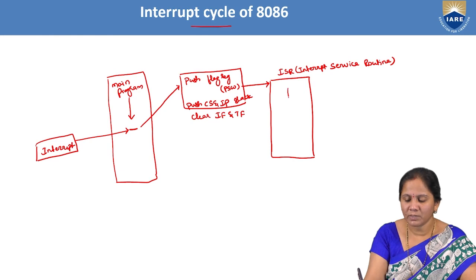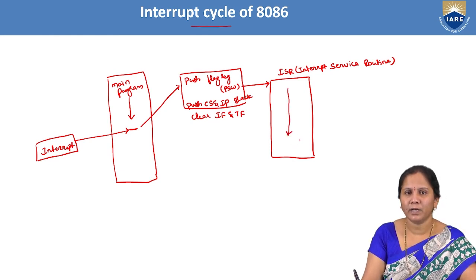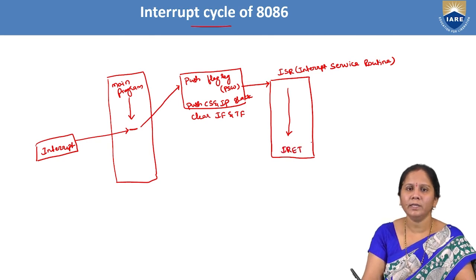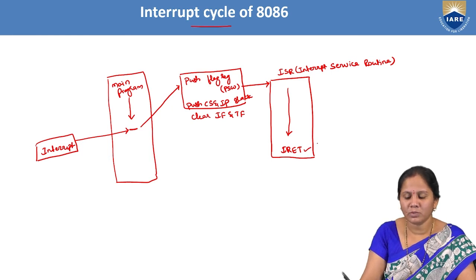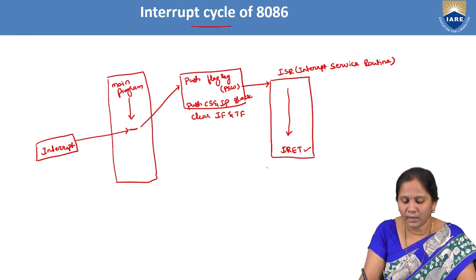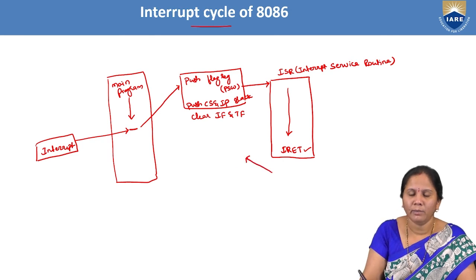This interrupt service routine also consists of some set of lines. The last instruction of the ISR should be IRET. IRET represents interrupt return. When the processor executes this IRET instruction in the ISR program, then again the control from this subroutine will be branching to the main program.